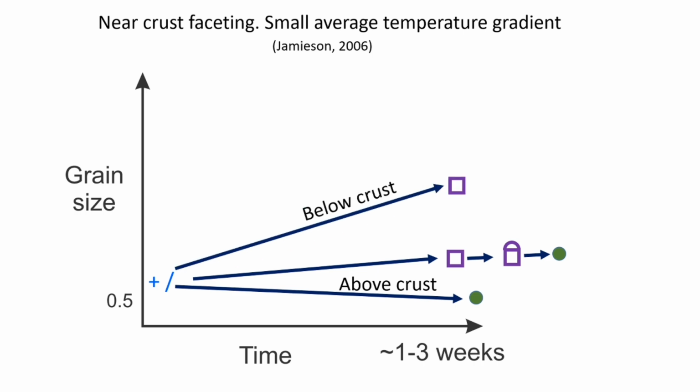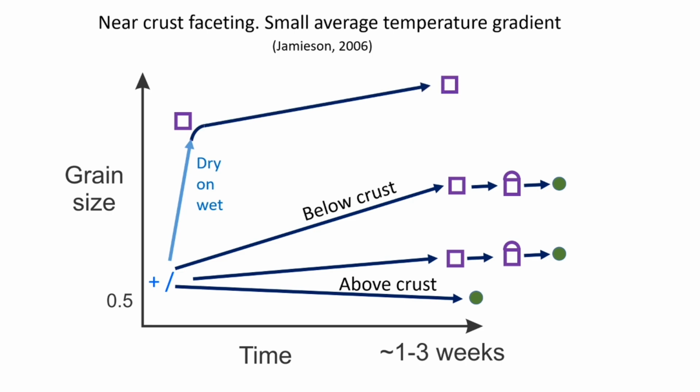In my experience, facets often grow faster below the crust than above it. And if the temperature gradient is small, these facets eventually become rounded. When dry snow falls on a wet layer and then the surface of the dry snow is cooled, facets can form within an hour or a day. After the wet layer freezes, these facets can continue to grow slowly before they eventually become rounded.